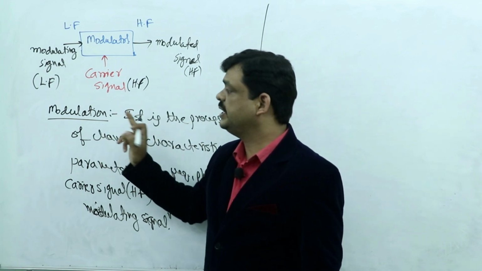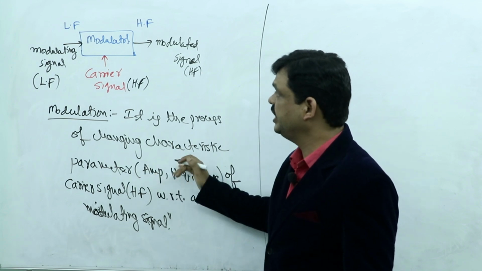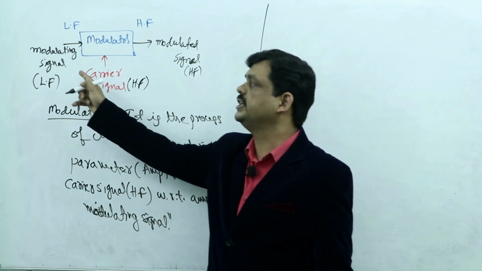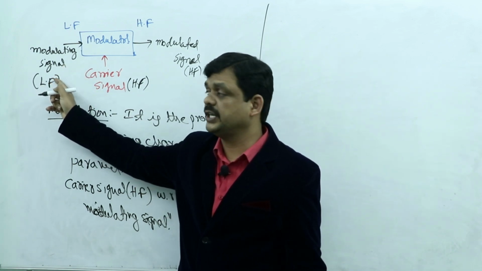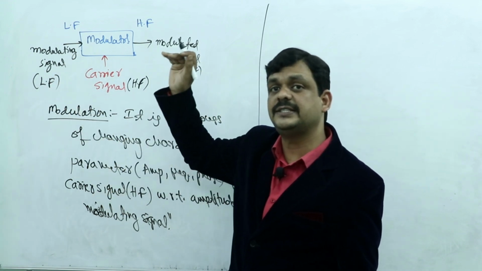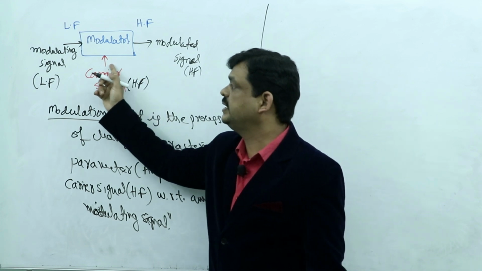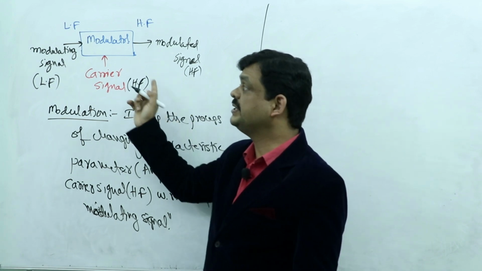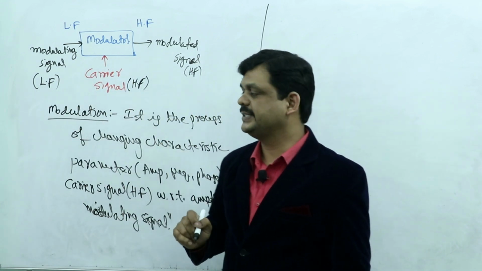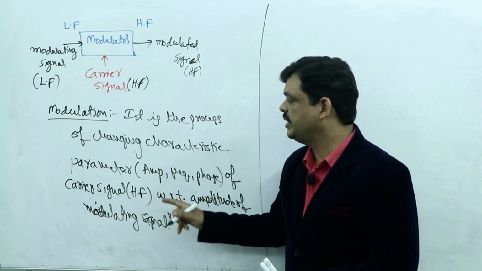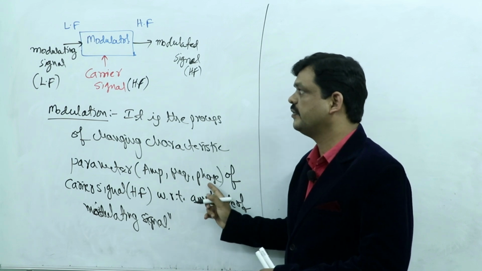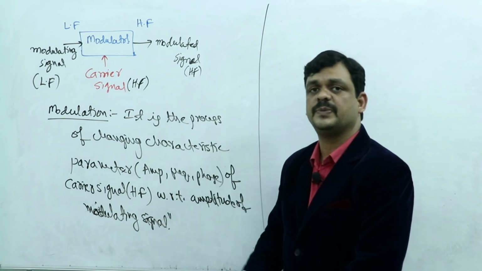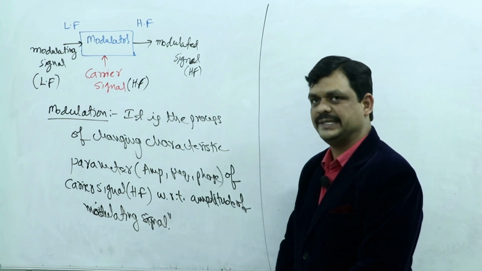So for that purpose, the definition explains here: it is the process of changing the characteristic parameter of the carrier signal with respect to the amplitude of the modulating signal. So if the amplitude of the modulating signal increases or decreases, then automatically the carrier signal characteristic parameter has to increase or decrease. That completely depends on which parameter? The amplitude of the modulating signal. That's why I have written that a characteristic parameter is nothing but the amplitude or frequency or phase of the carrier signal. This is the basic block diagram of the modulator, and this explains the modulation process in a simple example.